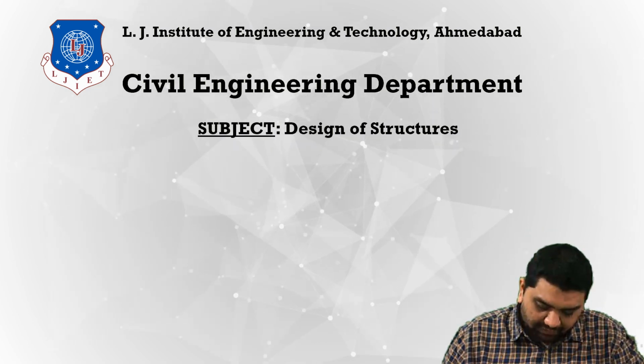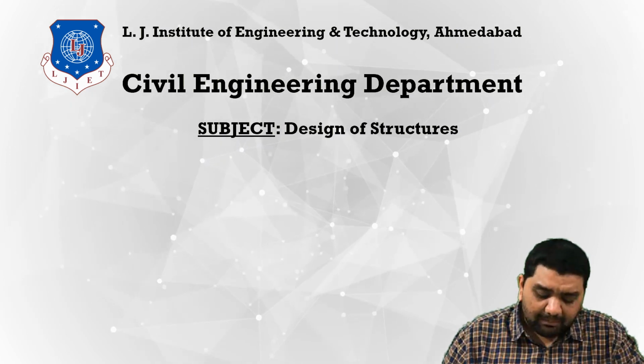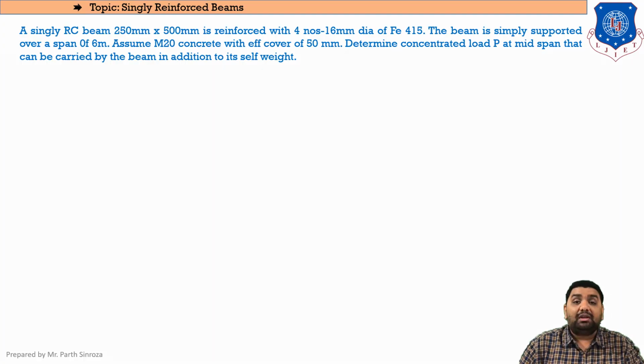So the first question of our today here is, keep a note of it, it is very important because it is a typical problem, so we'll be looking at it. So the question here is, a singly RC beam 250 mm cross 500 mm. It is neither written as the depth here is effective or overall, nothing is mentioned. So we'll be always taking this depth to be our overall depth. Clear? So the overall depth is given as 500 mm.